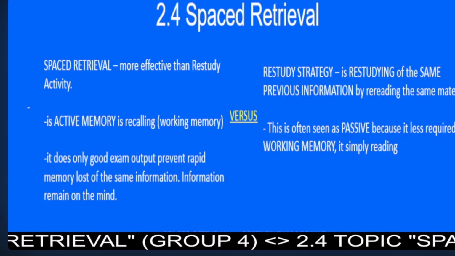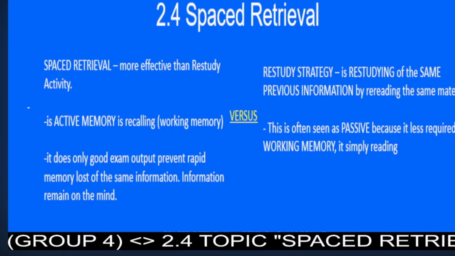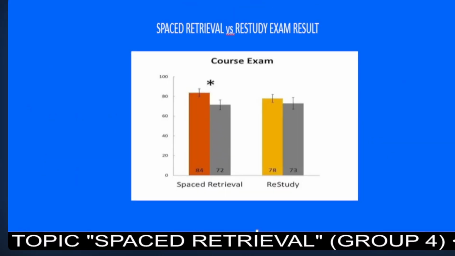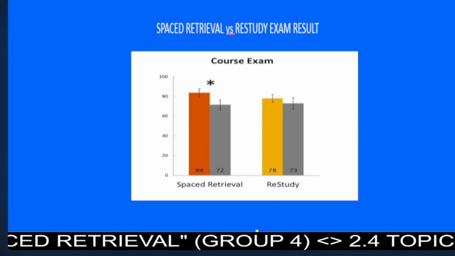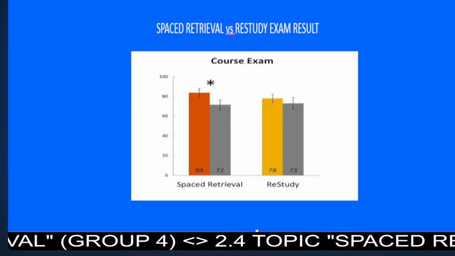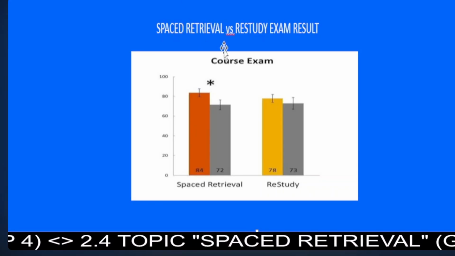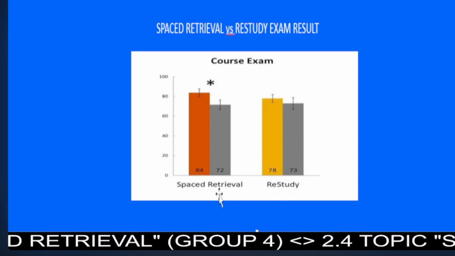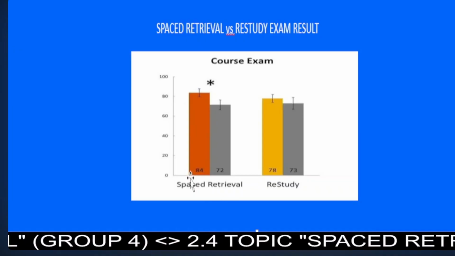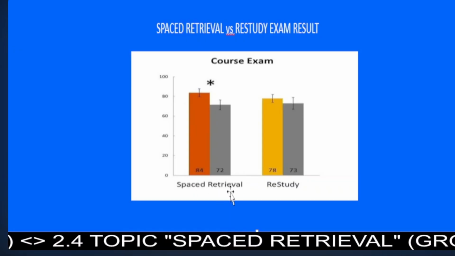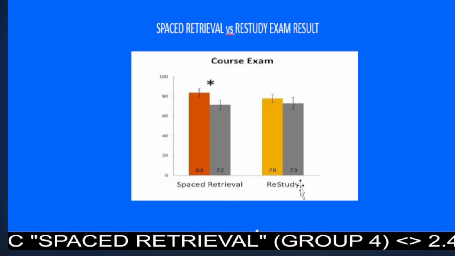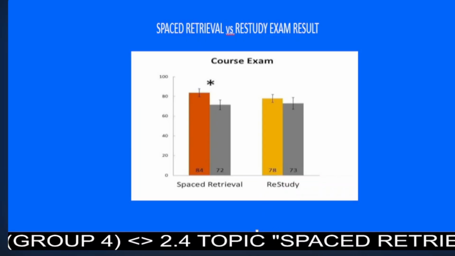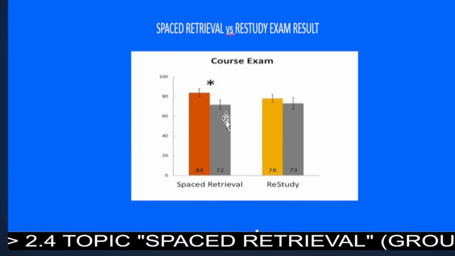You can also see there on that slide the general exam results. The space retrieval output of the students is higher than the restudy students' outputs, as you can see on the left side of that chart below: space retrieval. And on the right side is restudy. They are compared in favor of space retrieval.